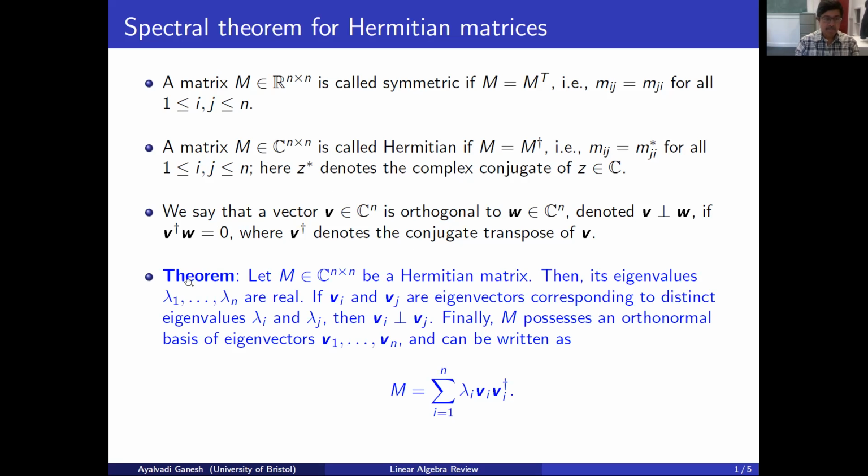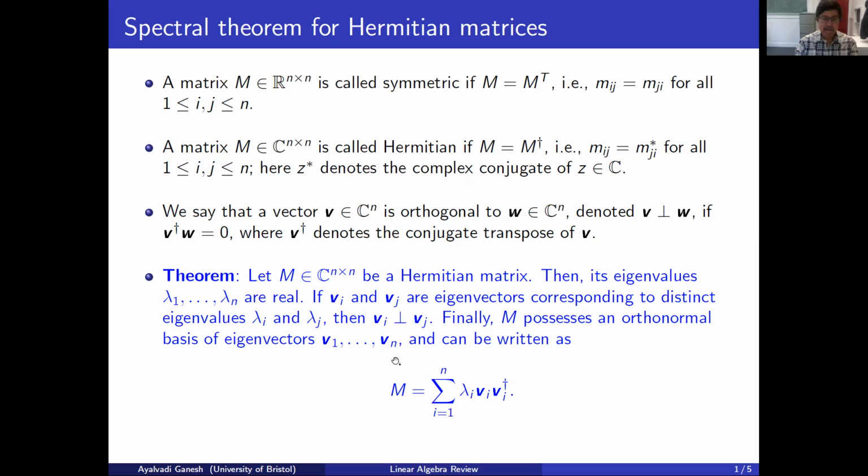Okay, so this is the main theorem. This is called the spectral theorem for Hermitian matrices. It says that if M is a square n by n Hermitian matrix, then all of its eigenvalues are real. So it has n eigenvalues, and they are all real. If Vi and Vj are eigenvectors corresponding to distinct eigenvalues lambda i and lambda j, then these vectors are orthogonal to each other.